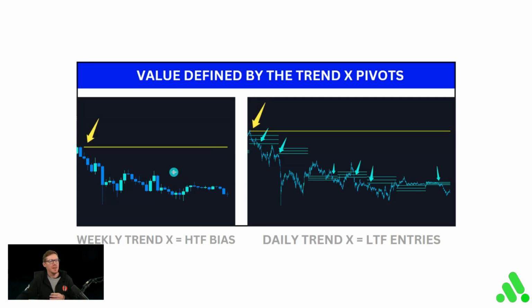You can see over here, this is how we do it. So we use the weekly pivot to determine the higher time frame bias. The weekly pivot is the yellow pivot. You can see it's super narrow, which means we're going into a trending phase. Price is underneath it. That means we're looking for shorts.